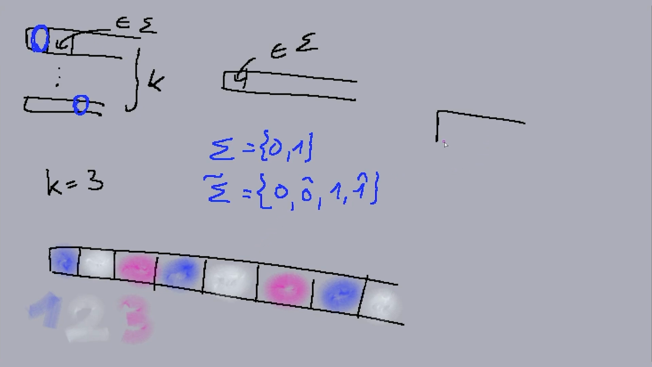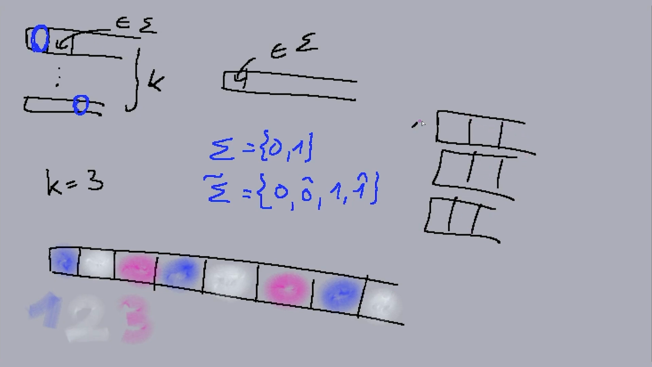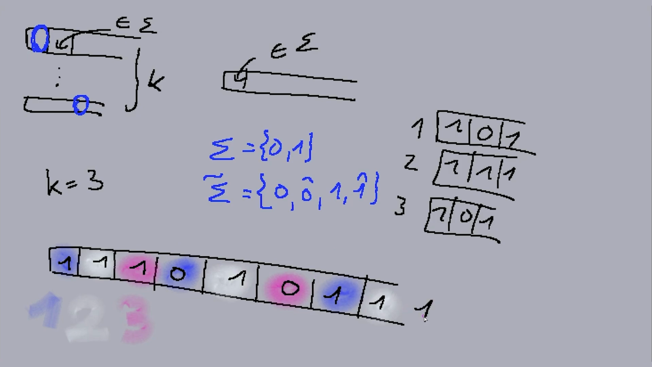So for example, let's say that we are in this setup. We have 3 tapes, 1, 2, 3, that have 0, 1, 0, 1, 1, 1, and 1, 0, 1. Why not? And so we can fit these tapes into this one. Here we have 1, 0, 1. The second one will be 1, 1, 1. And the third one will be 1, 0, 1.